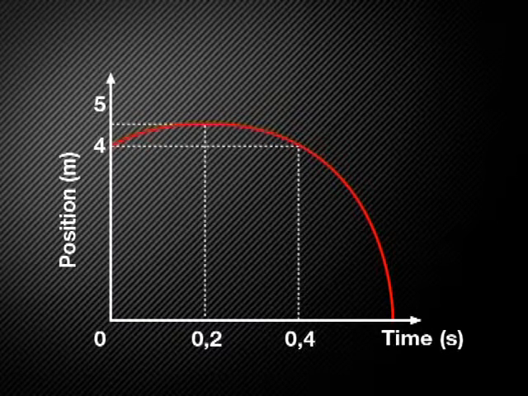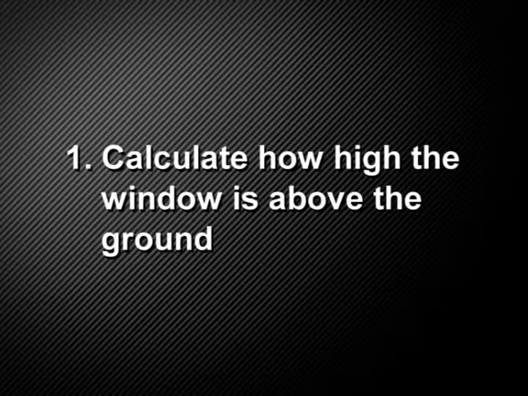Here's another example. The graph shows the motion of a tennis ball that was thrown vertically upwards from an open window, same distance from the ground. It takes the ball 0,2 seconds to reach its highest point before falling back to the ground. Study the graph carefully.